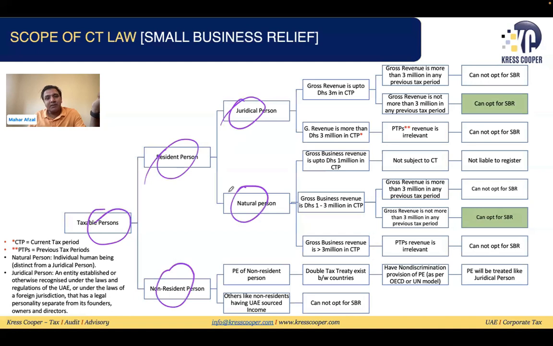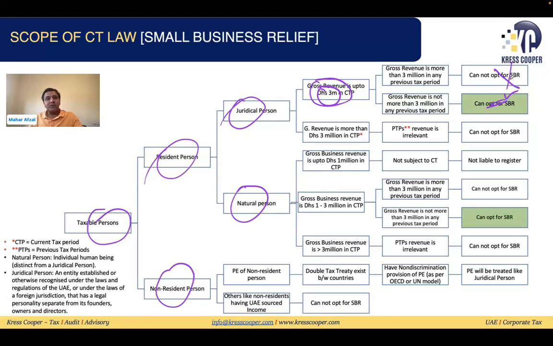And for the juridical person, if the gross revenue is up to 3 million in the current tax period, and in any previous tax period they have not crossed the limit of more than 3 million, so the current tax period is maximum up to 3 million and in any previous tax period the revenue was not more than 3 million, if this is the situation, they can opt for small business relief. If in any previous tax period they have crossed the revenue threshold of more than 3 million, then they cannot opt for small business relief.